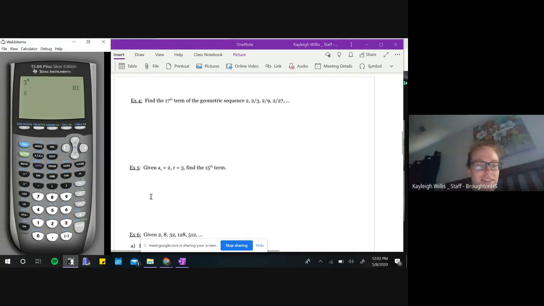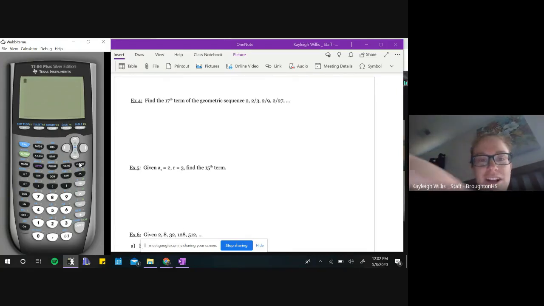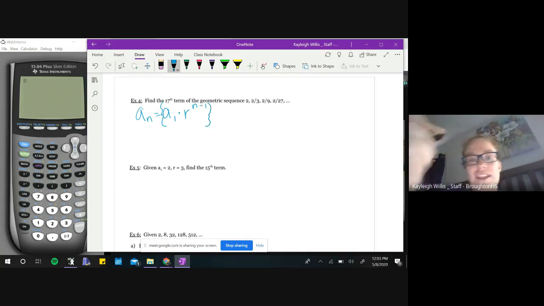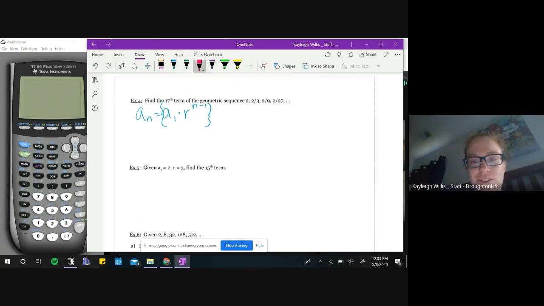In order to find the 17th term, I need to find my rule. So I've got to find a sub n equals a sub 1 times r to the n minus 1. One thing I already know is my first term. So a sub 1, the first term in the sequence, is 2.